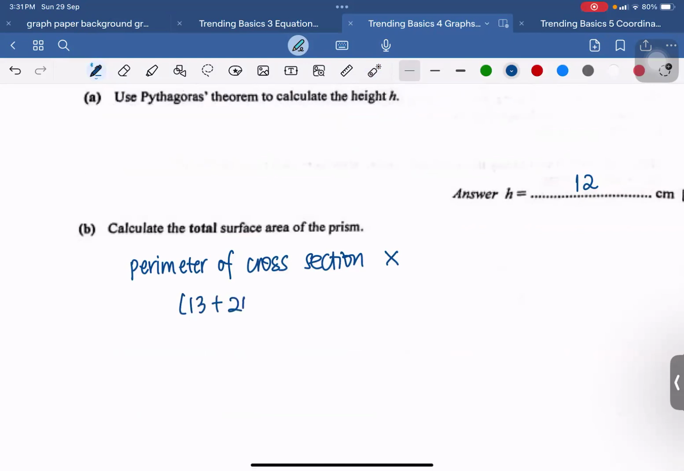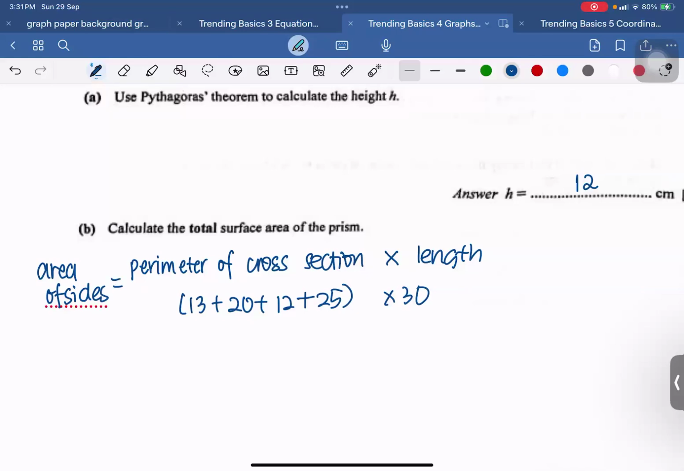13, 20, 12, 25. Everything times 30. If you don't want to do it all at once during the exam, you can do it part by part, piece by piece, also can, without stopping. So this is the area of the sides. Okay. Then what else do I need to do now?